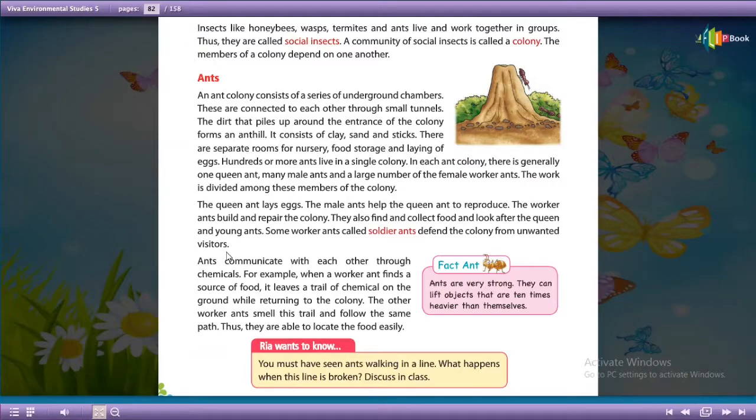So among them, some worker ants called soldier ants are there to defend, to look after or protect the colony from unwanted visitors. So it is the duty of these soldier ants.